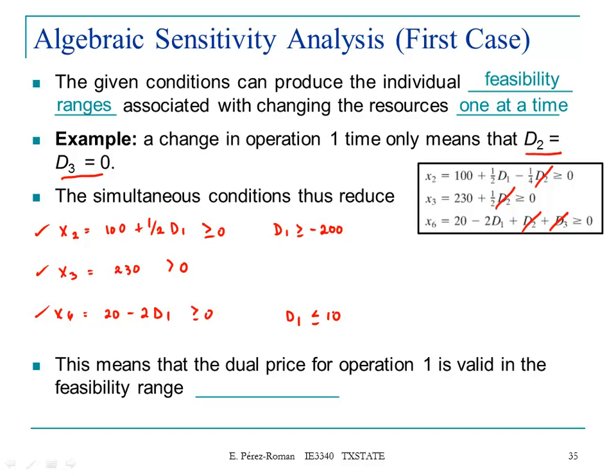So that means that D1 must be between 10 and minus 200. So if you change D1, if you increase or decrease D1 within that range, then you will keep a feasible solution. So this means that the dual price for operation 1 is valid in the feasibility range minus 200 less than or equal to D1 less than or equal to 10.